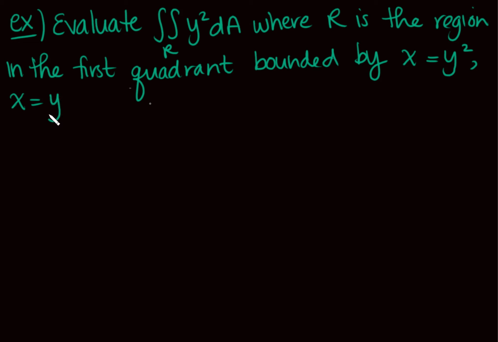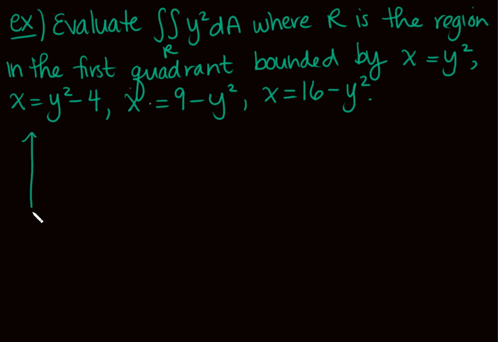x equals y squared minus 4 is just that parabola on its side shifted to the left 4. x equals 9 minus y squared, that's just the parabola shifted to the right 9, but now opening up toward the left. And x equals 16 minus y squared, which again is just a parabola shifted to the right, opening up the wrong way.